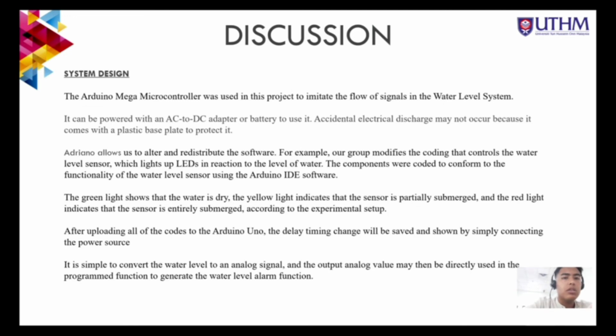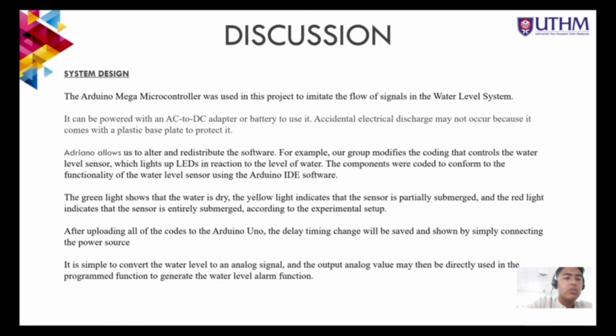So, system design. The Arduino Mega microcontroller was used in this project to imitate the flow of signal in the water level system. It can be powered with an AC to DC adapter or a battery. Accidental electrical discharge may not occur because it comes with a plastic base plate to protect it. The green light shows that the water is dry, the yellow light indicates that the sensor is partially submerged, and the red light indicates that the sensor is entirely submerged according to the experimental setup.